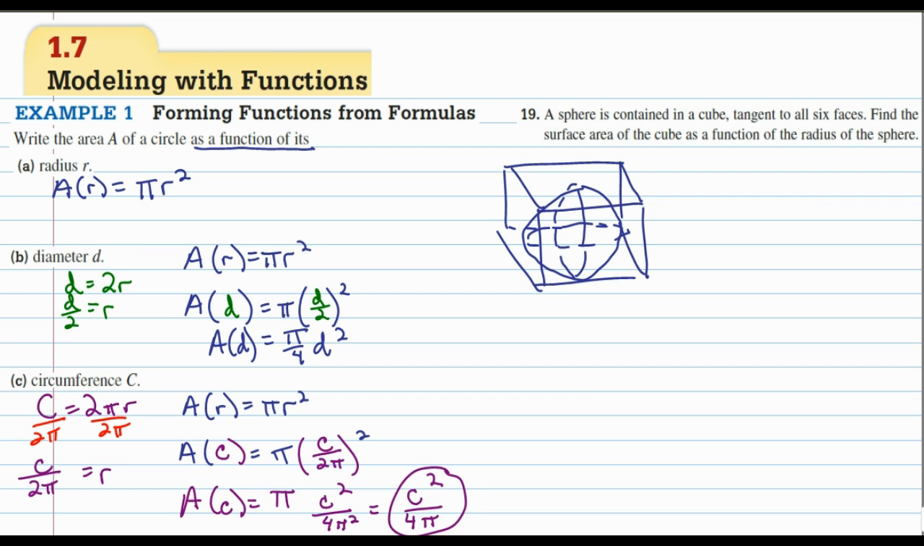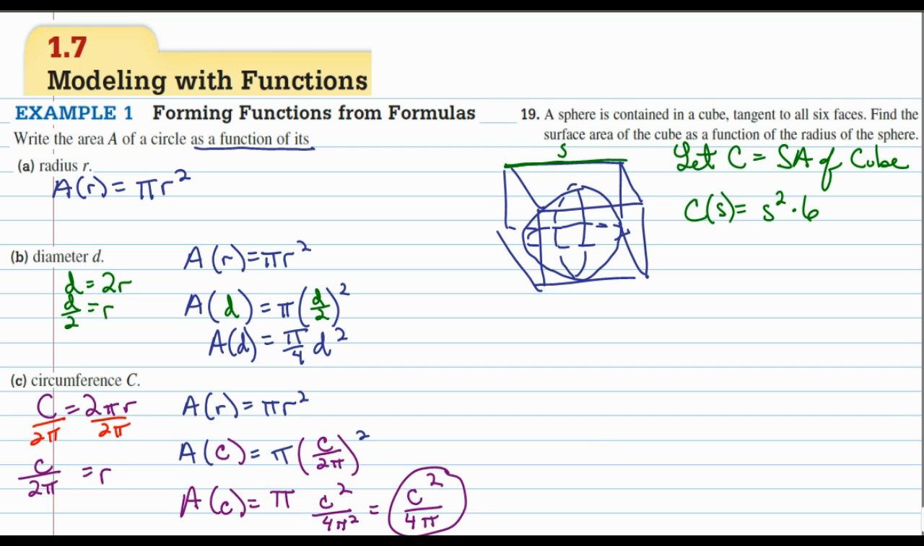First of all, we're trying to find the surface area of the cube as a function of the radius of the sphere. So I'm going to let C equal the surface area of the cube. Well, I know the cube's surface area is going to be side squared. That's one of the sides, and then there's 6 of those, so times 6. So that would be the surface area of the cube as a function of the side. So we'll call this the side.